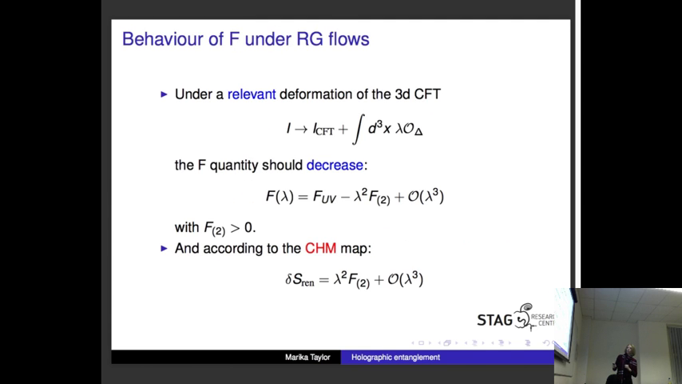Now let me briefly explain what happens under RG flow. So we've demonstrated a nice definition of F. We've demonstrated that it doesn't depend on what scheme we use. We demonstrated that the entanglement entropy can be renormalized. But to really get an F theorem, you need to ask what happens under an RG flow. So you take your CFT and you deform it. And the claim is that the F quantity should decrease. So if you flow from the ultraviolet, F should actually decrease, and correspondingly the entanglement entropy should strictly increase. Okay.